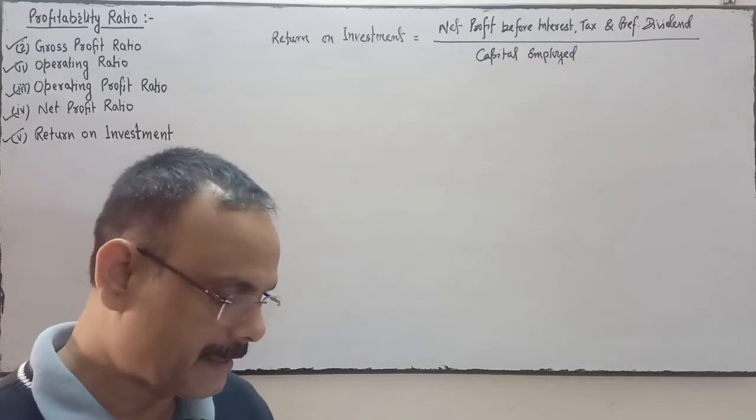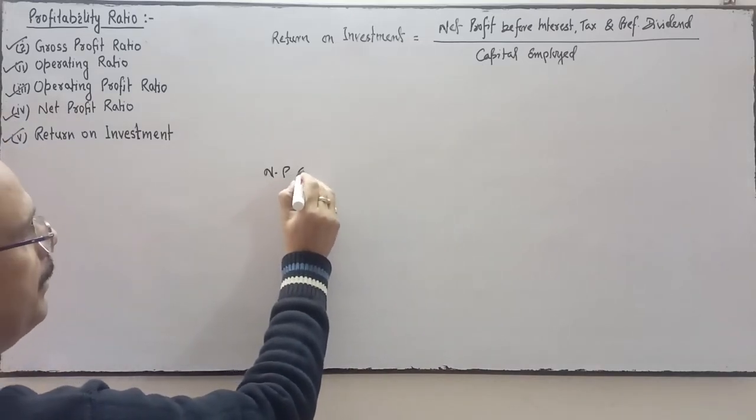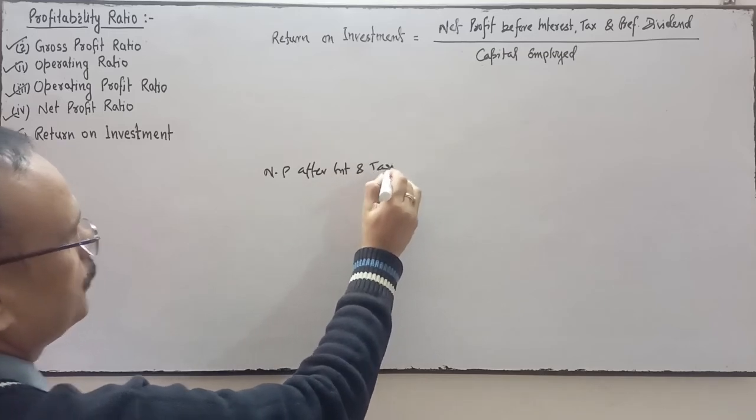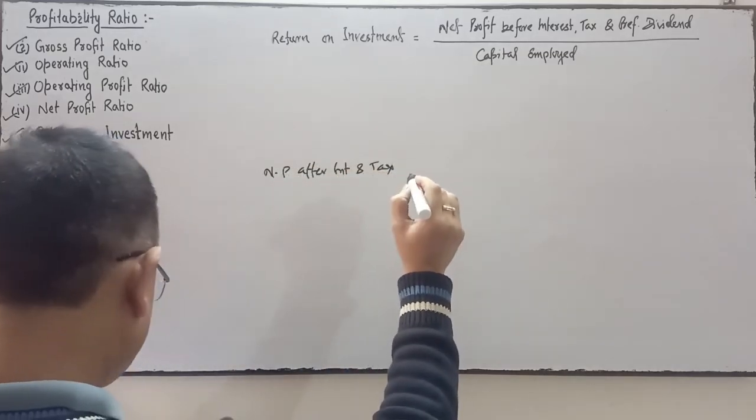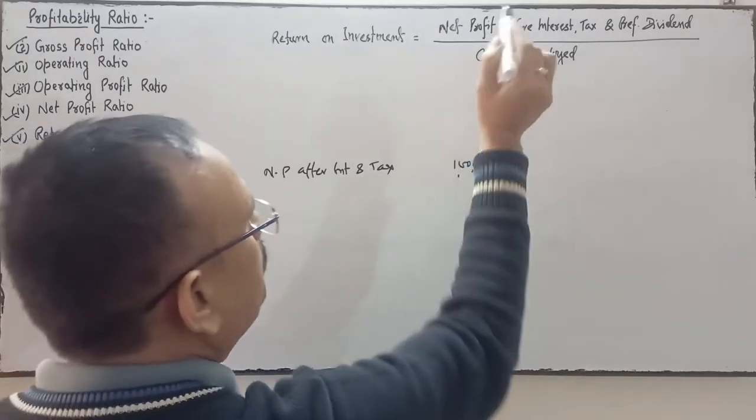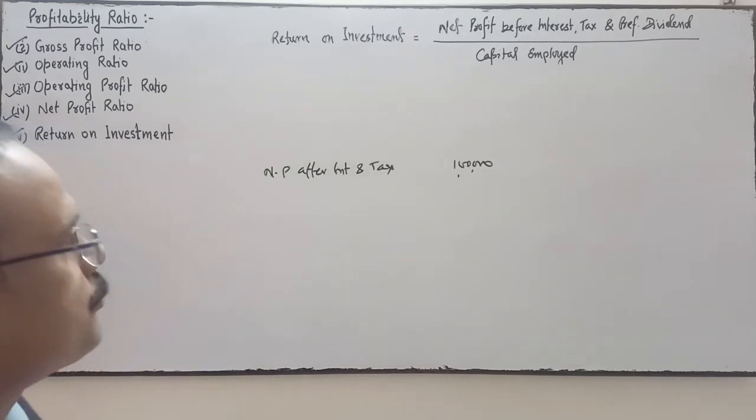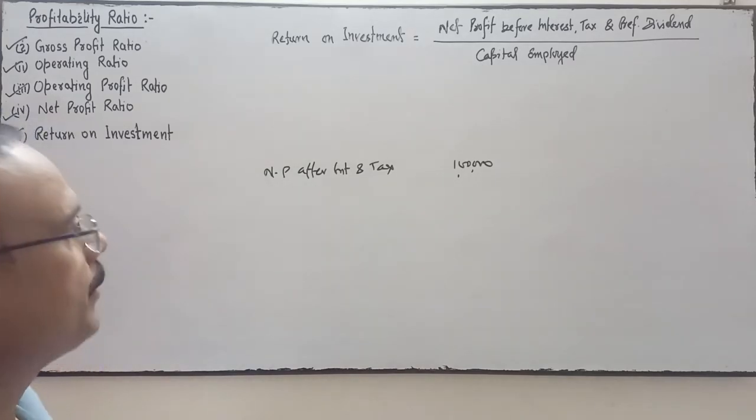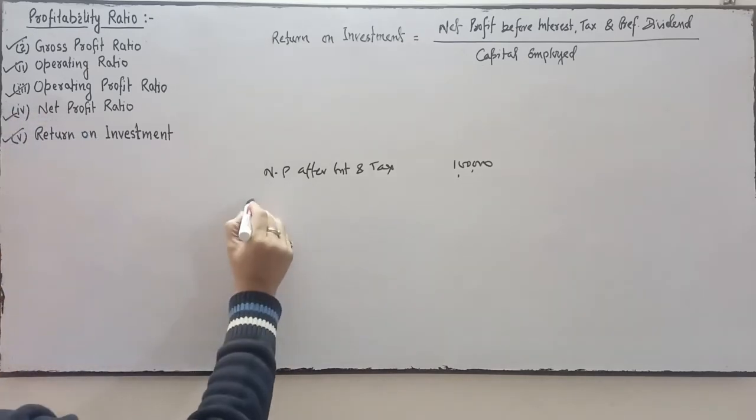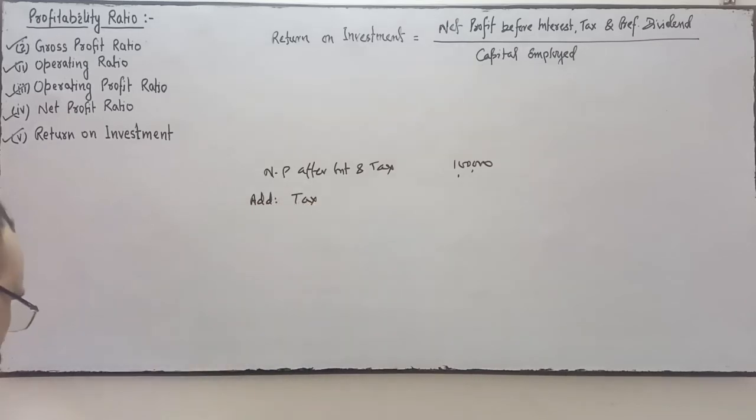Net profit after interest and tax is given in this question. That is, net profit after interest and tax is this, and we want net profit before interest and tax. The tax rate is 20%. So first of all, we add the tax. Tax rate is how much? 20%.